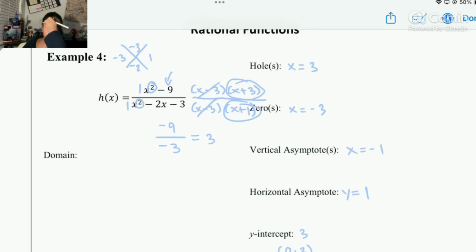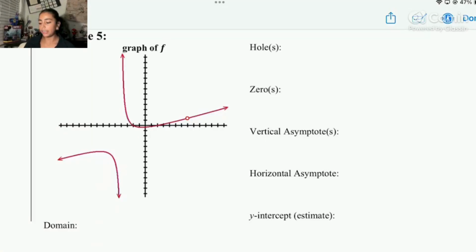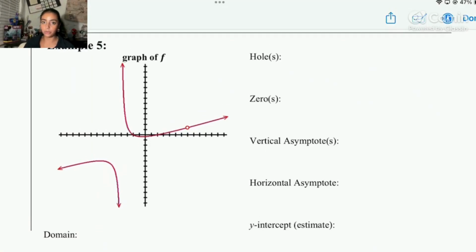And then for your domain, you're just going to make sure you're not including any of the x values that we mentioned for the vertical asymptote or the holes. So we can do negative infinity to negative 1, then negative 1 to 3, and then 3 to infinity. And that's it.